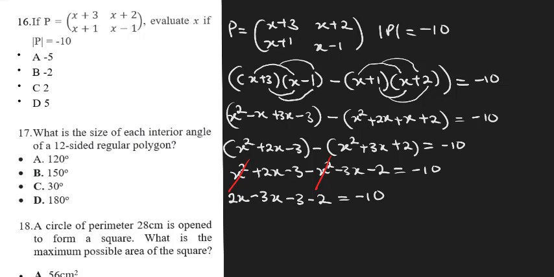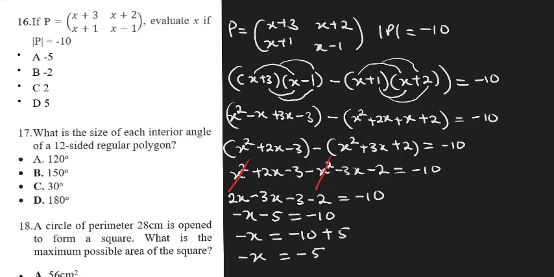So 2x minus 3x is minus x, because 2 minus 3 is minus 1. So this is minus x. Then minus 3 minus 2 is minus 5. So we have minus x minus 5 is equal to minus 10. Now we collect like terms. This minus 5 will move to the other side, and once it moves, it becomes positive 5, right? So we have minus x is equal to minus 10 plus 5, which is minus 5, right?